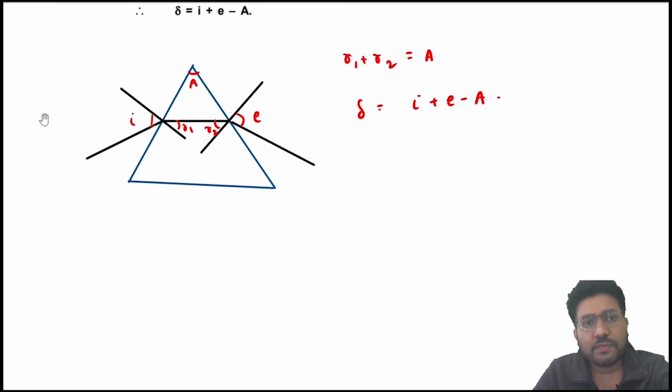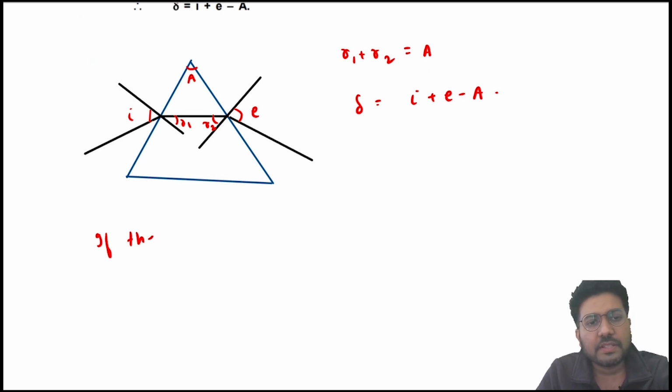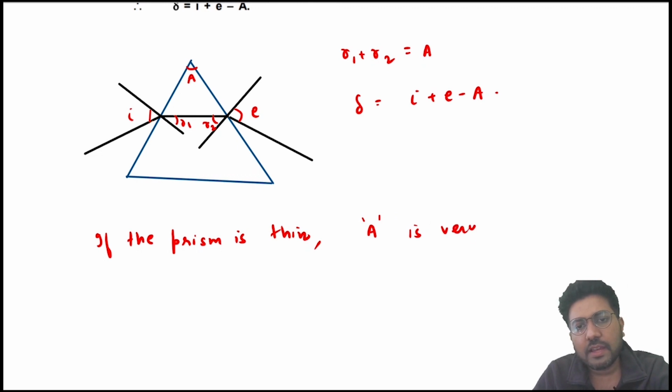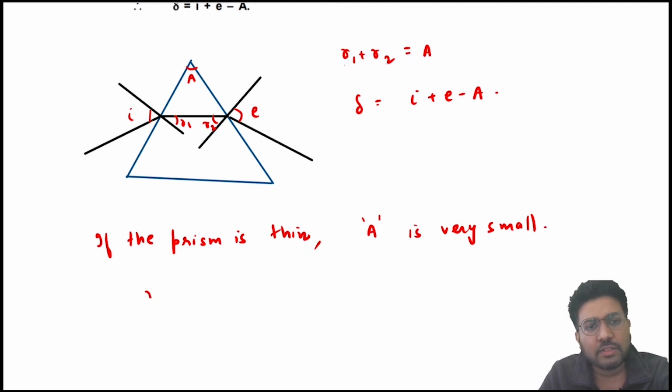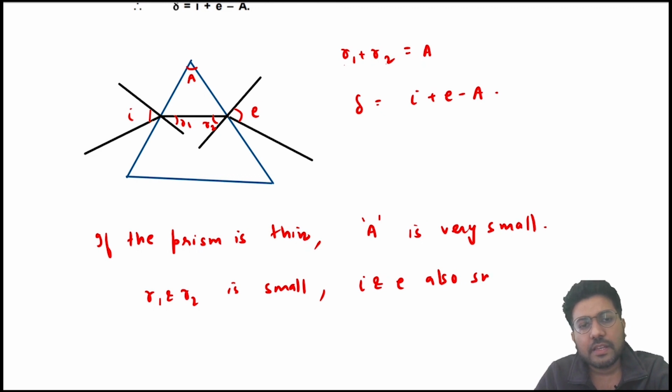Now, if the prism is thin, in that case what will you do? If the prism is thin, the angle of prism is very small. If the angle of prism is very small, definitely r1 and r2 are also small, because the sum of r1 and r2 is A. If r1 and r2 are small, that means i and e are also small.